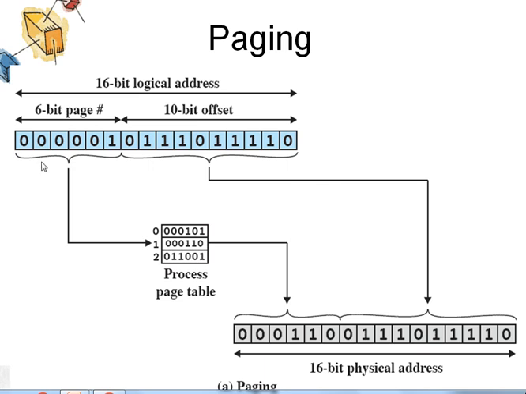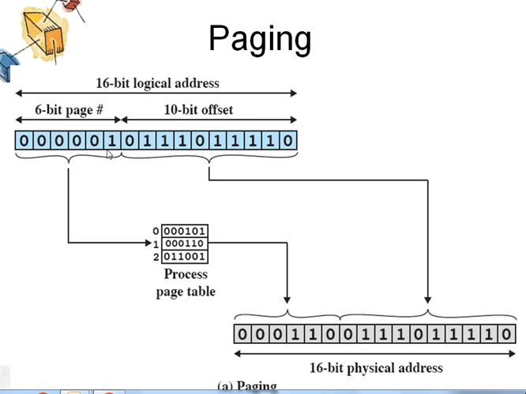Now, just look at this diagram. We have a 16-bit logical address given to us. Out of the 16 bits, 6 bits are reserved for the page number and we have a 10-bit offset. The given logical address is composed of this 6-bit page number, which indicates page number 1, and the offset is indicated by this binary combination here.